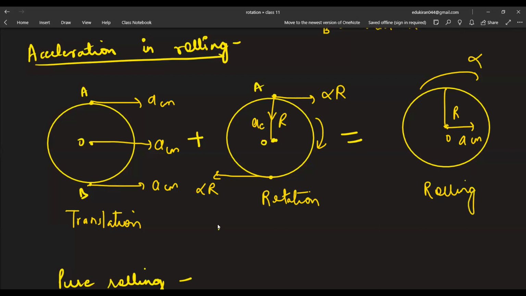So if I have to find the acceleration at point A, it is ACM plus alpha r. For point B, it is ACM minus alpha r. This is not a formula you need to remember. Remember the steps, as different cases can be there. Write this down.